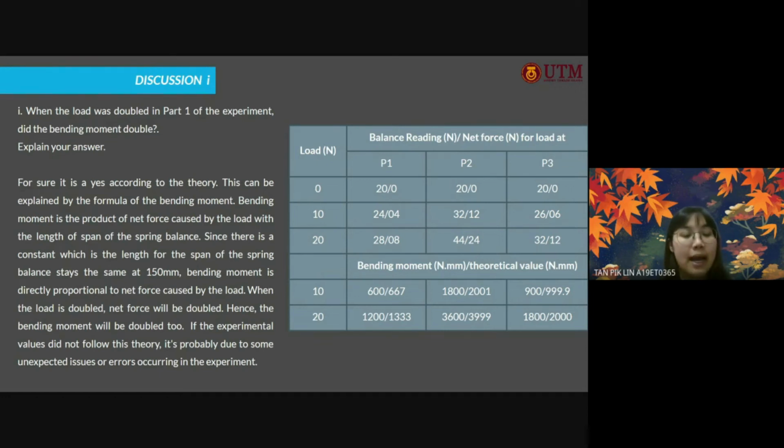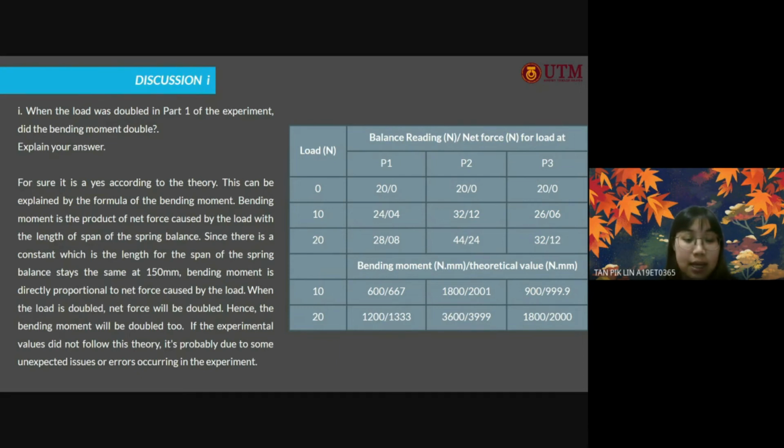Answering the question: when the load was doubled in part 1 of the experiment, did the bending moment double? For sure, it is a yes according to the theory. This can be explained by the formula of the bending moment, which is the product of the net force caused by the load with the length of the span of the spring balance. The length of the span of the spring balance is the same for everyone.